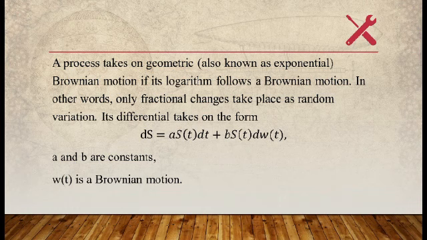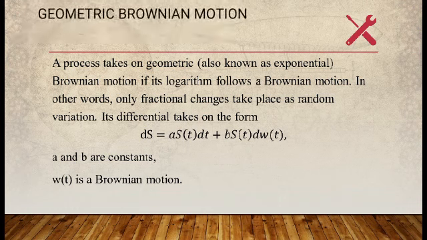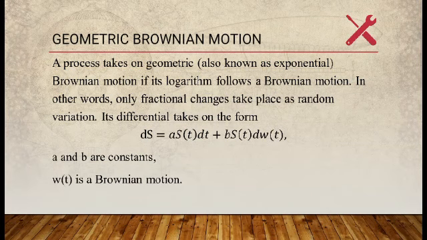Definition: a process takes on geometric Brownian motion if its logarithm follows a Brownian motion. In other words, only fractional changes take place as random variation. Its differential takes on the form as stated below, where a and b are constants and W(t) is a Brownian motion.